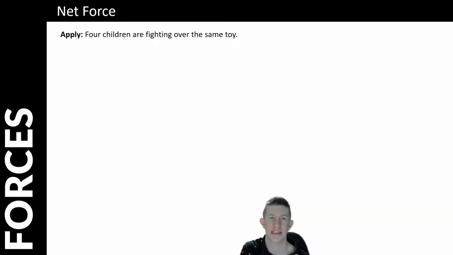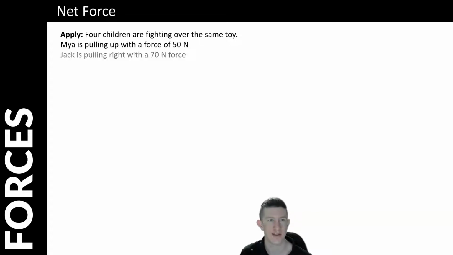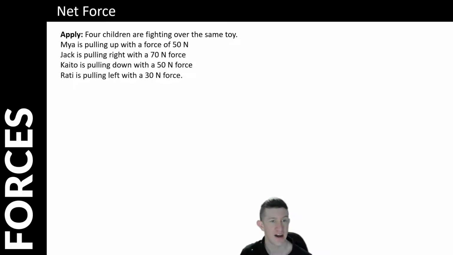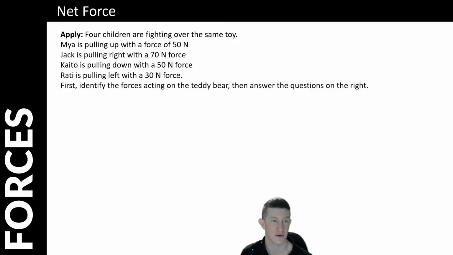Now I want you to consider a slightly different example. We've got 4 children fighting over the same toy. Maya is pulling up with a force of 50 newtons. Jack is pulling to the right with a force of 70 newtons. Kato is pulling down with 50 newtons. And Rati is pulling left with 30 newtons of force.